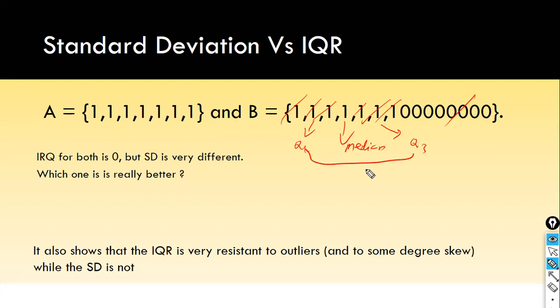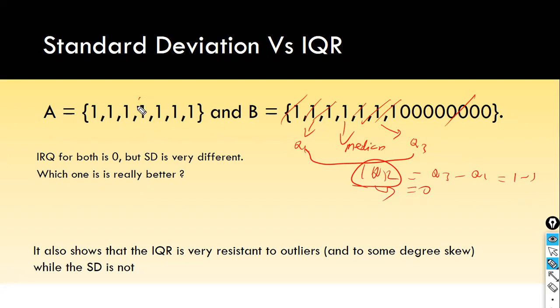Q3 minus Q1 is your IQR, right? This IQR in this case, 1 minus 1 is 0, right? Q3 minus Q1. What is Q3? It is 1, and Q1 is 1, and 1 minus 1 is 0. IQR is 0 in this case. In this case also, same thing, right?